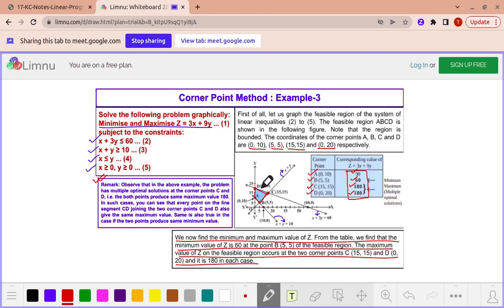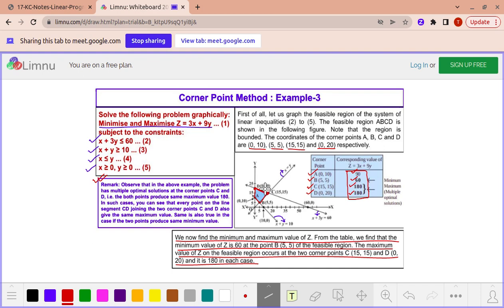So then what can we say? We can say that any point on this line segment from C to D provides the maximum value. That means there are infinitely many values of x and y for which we get the maximum value 180. And what are those infinite values of x and y?